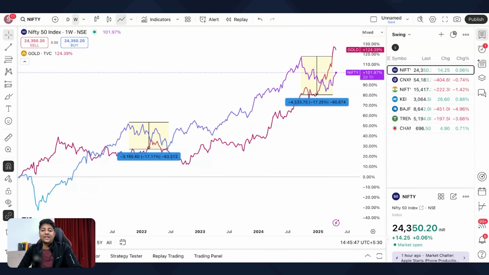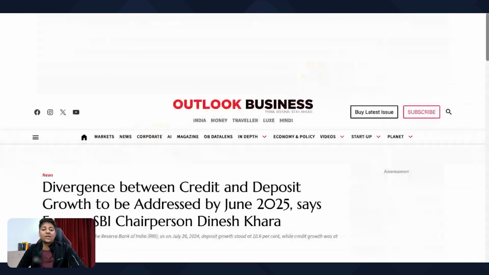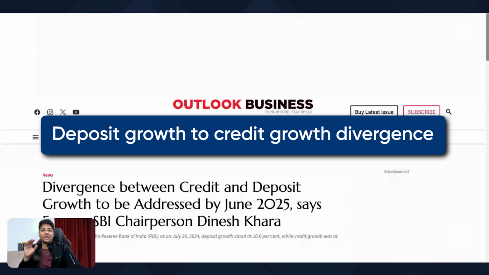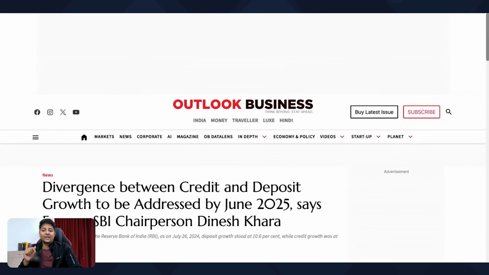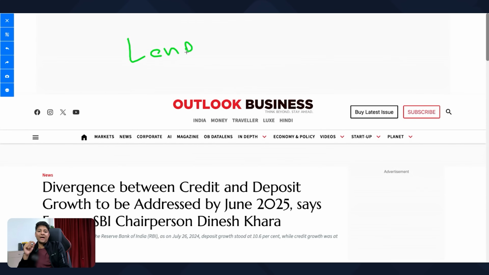Now, coming to the final indicator, which is again a beautiful indicator of understanding when things are going to go wrong. And this is very important for the Indian context, is something called deposit growth to credit growth divergence, or credit growth to deposit growth divergence. Let me explain what this divergence basically means, right? So if you look at the credit growth to deposit growth divergence, ideally, what this means is credit growth is basically how much lending the banks are doing. That growth is considered a good thing.